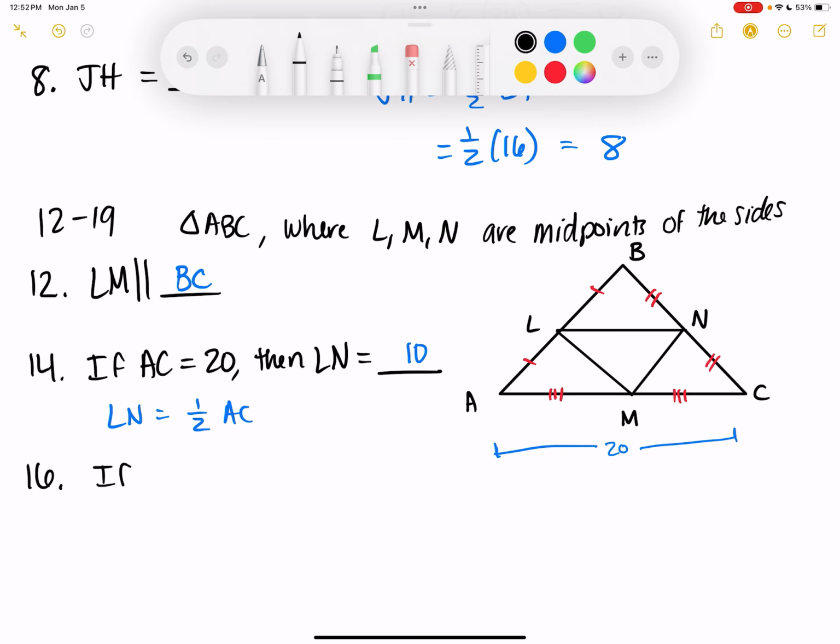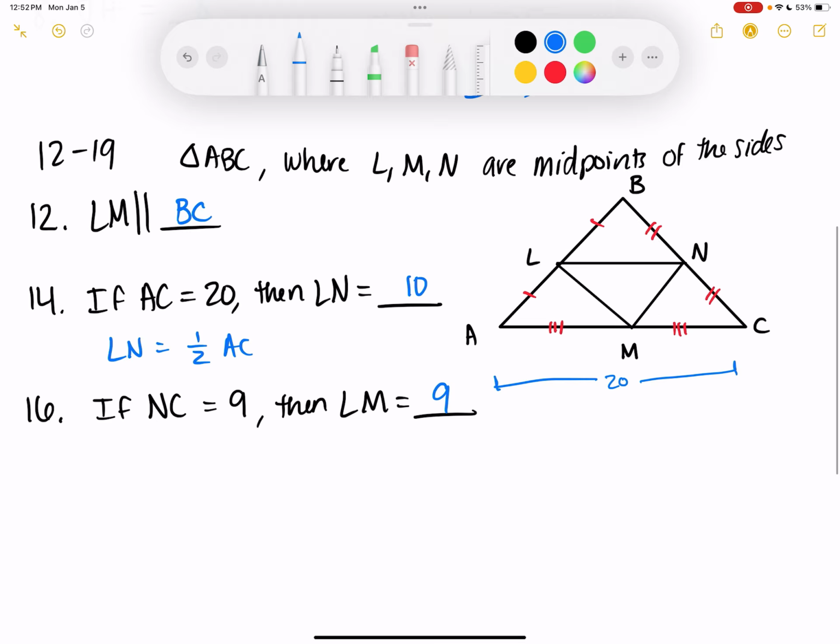16. If NC is equal to 9, then LM is equal to blank. Yep. So we know that BC is equal to 9 plus 9, because this is a midpoint, so that's 18. So then LM is half of BC, and so that's how we would get that value there.